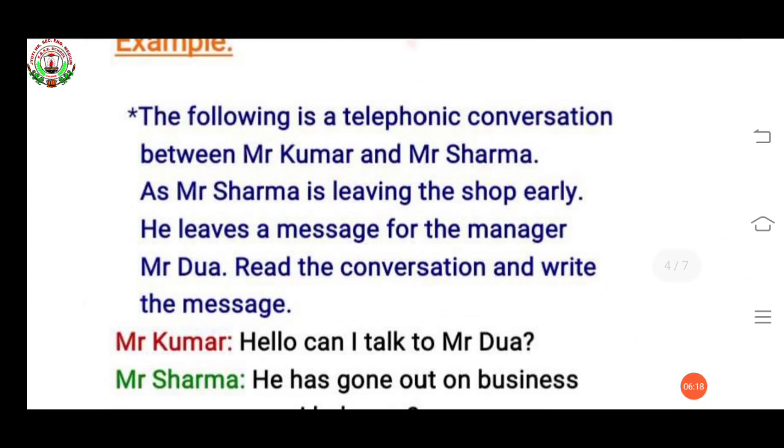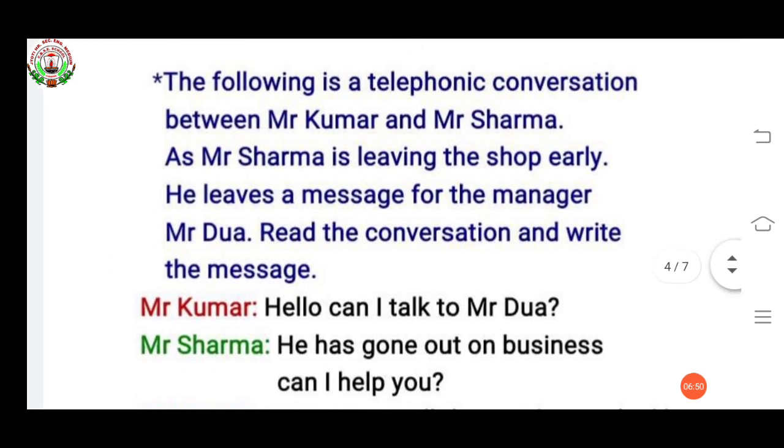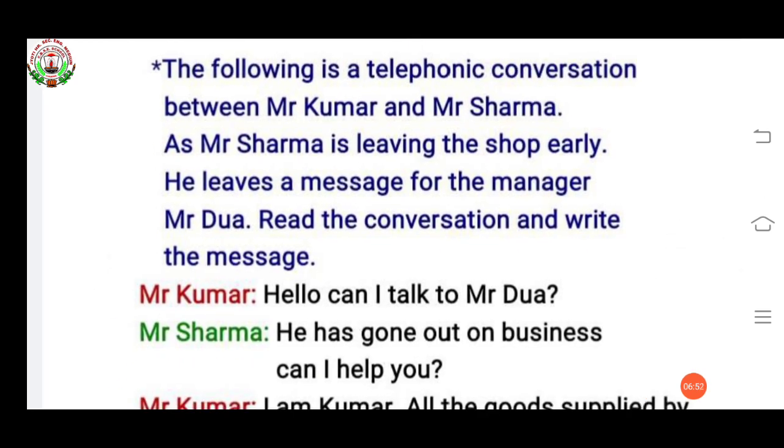The following is a telephonic conversation between Mr. Kumar and Mr. Sharma. As Mr. Sharma is leaving the shop early, he leaves a message for the manager, Mr. Dua. Now read the conversation and write the message. First, you have to understand the question. Here is the conversation between Mr. Kumar and Mr. Sharma.